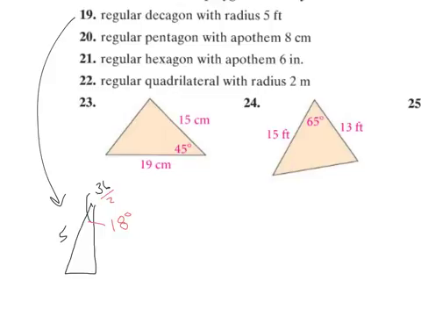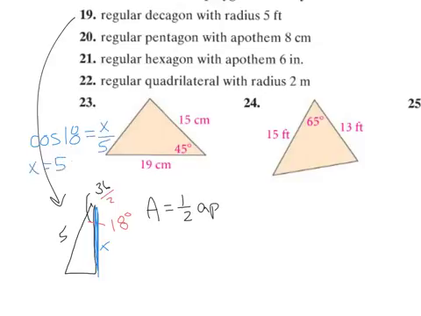And so I need to do the formula area equals 1/2 apothem times perimeter. So I need to get this side, the apothem. We'll call this x. So if I use the trig formula, cosine, because it's adjacent over hypotenuse, I'm going to write the cosine of 18 equals x over 5. So x equals 5 cosine 18. So I have area equals 1/2 the apothem, which is 5 cosine of 18, times the perimeter.